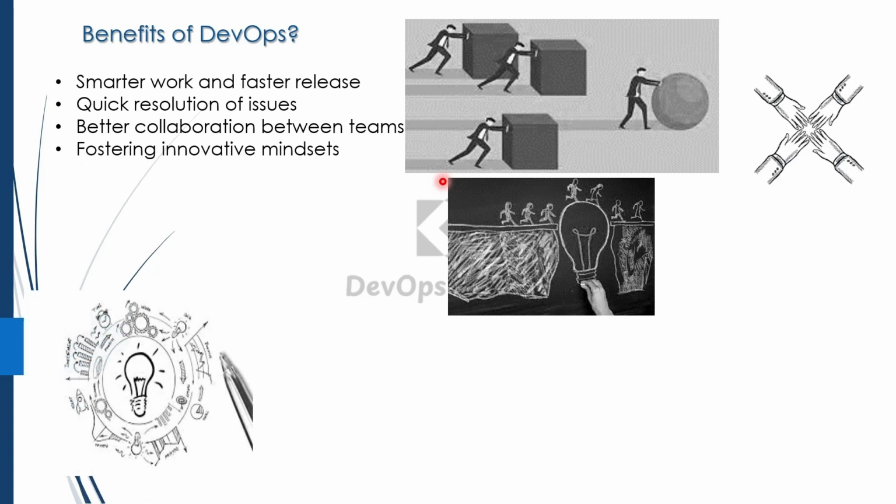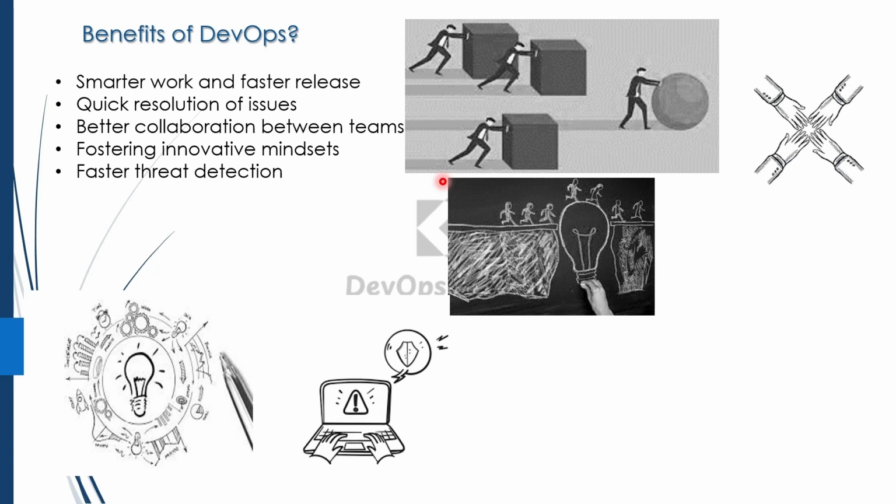The next benefit is fostering an innovative mindset. There are many teams working together, so to find a quick resolution we do brainstorming, collect all the innovative ideas, and then carry out the best results. Next, we have faster threat detection, as we are continuously monitoring our infrastructure and results. Whatever happens, we can detect threats as early as possible by creating an alert system in the continuous monitoring.